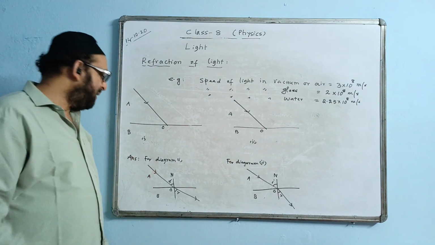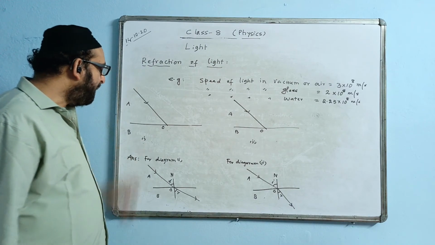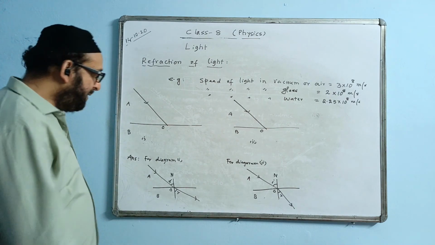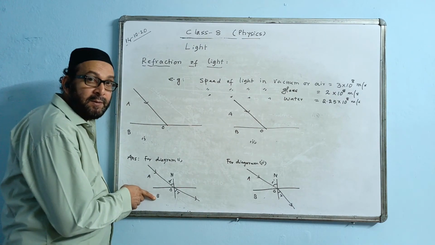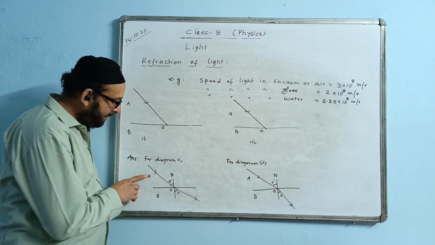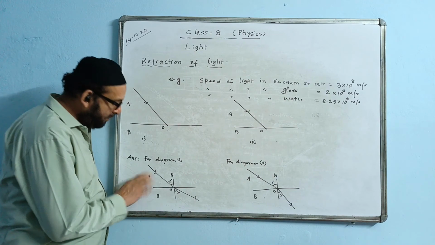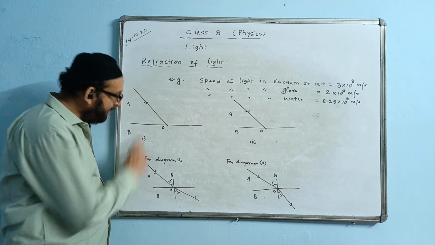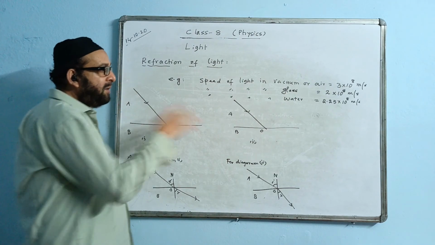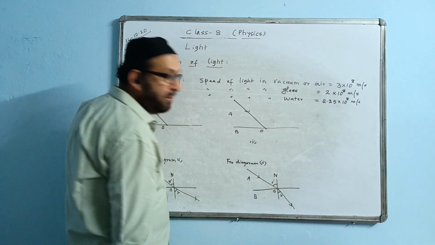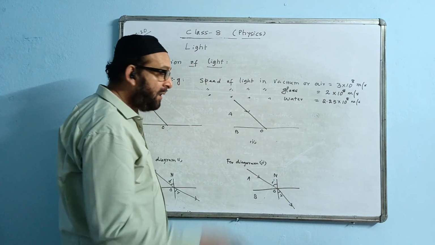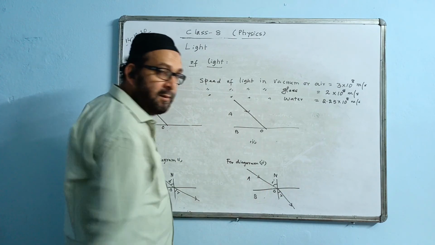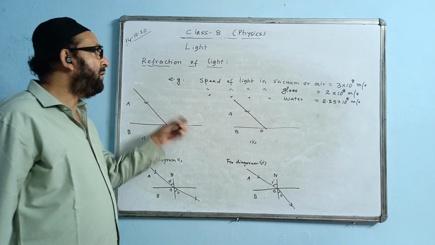The further part of the question says: in diagram 1, which of the two media is denser, A or B? Here we see the light is speeding up in medium B, that means medium B has to be rarer. That means medium A is denser. When the ray travels from denser to rarer, it goes away from the normal. So in the first diagram, A is denser and B is rarer. In the second diagram, the ray is bending towards the normal. When does the ray bend towards the normal? When it travels from rarer to denser medium. That is, A is a rarer medium and B is a denser medium. So that is how you decide.